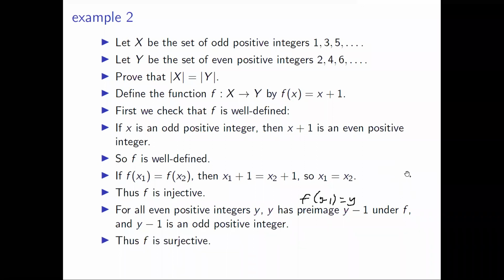And since we showed that it's both injective and surjective, that means it's bijective. So we showed that these two sets have the same cardinality, or in other words, the same size. And this is different from the last example because this time we dealt with infinite sets.